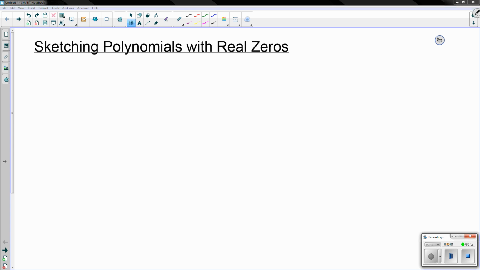Sketching polynomials with real zeros. So let's first discuss what a zero is. A zero is going to be an input value to a function that makes the function equal 0.